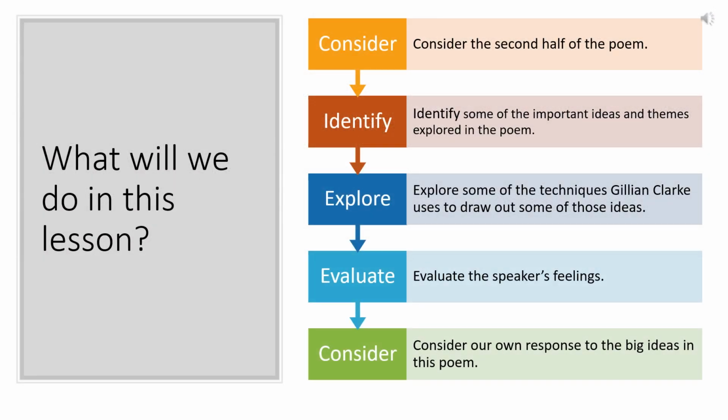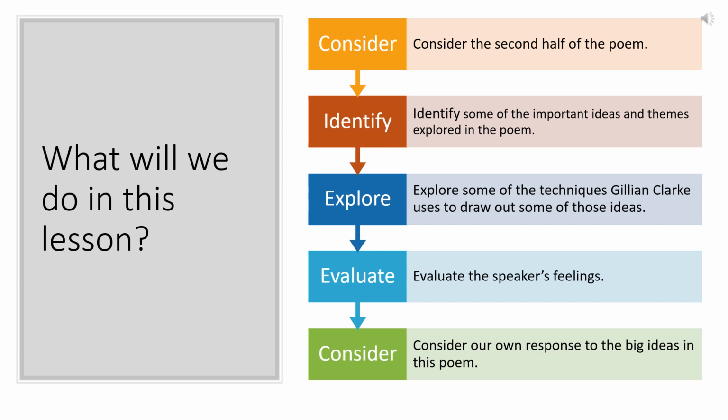This lesson we're going to consider the second half of the poem, looking at that in a little bit more detail, just like we did for the first half. Hopefully we will then be able to identify some of those important ideas and themes that are explored in the whole poem. We've looked at the ones introduced in the first half, and let's see how they develop. We're going to explore some of the techniques that Gillian Clarke uses in order to draw out some of those ideas. So we're just going to have a look at how she plays with language a little bit. Hopefully then we'll be able to evaluate the speaker's feelings, evaluate how she feels about her role within this relationship, and then we're going to consider our own response to the big ideas in this poem.